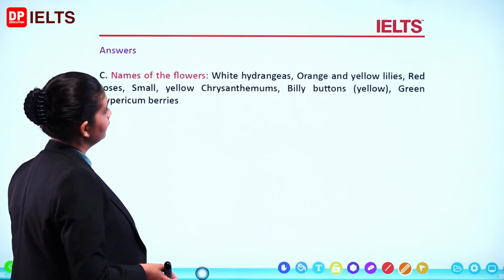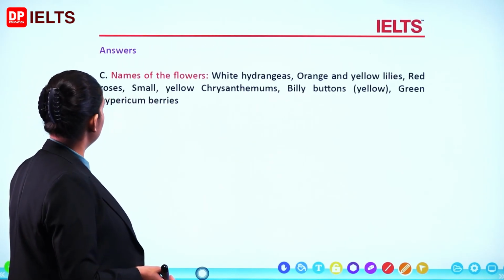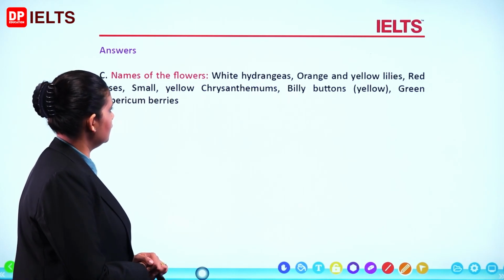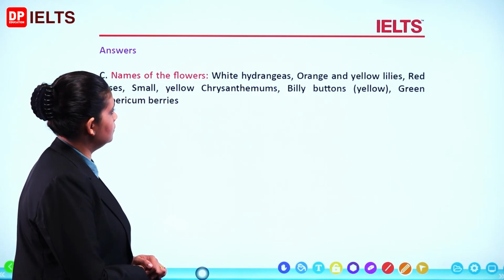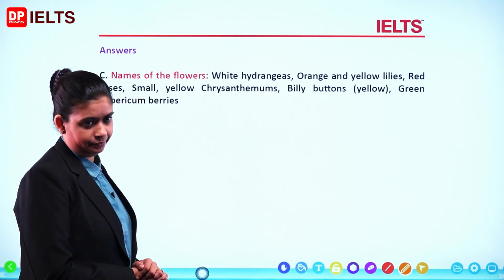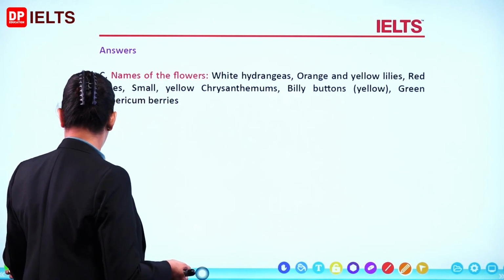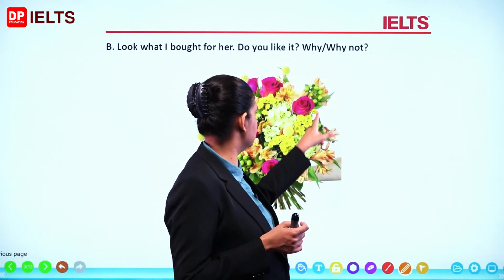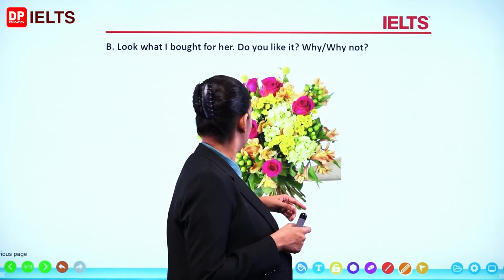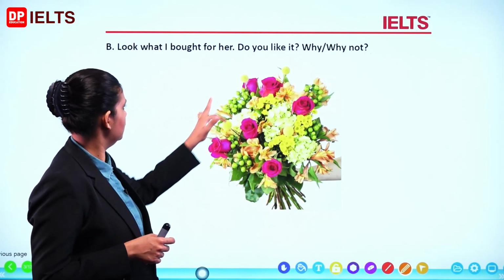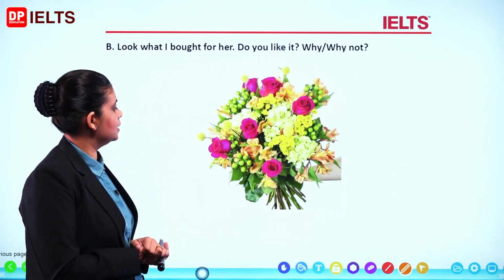Okay. And then we have the orange and yellow lilies. We've got red roses, small yellow chrysanthemums, billy buttons yellow, green herbaceum berries. So we've got different flowers here. These ones, the yellow ones, the green ones, right? So there we are. We've got a few yellow ones as well, right?